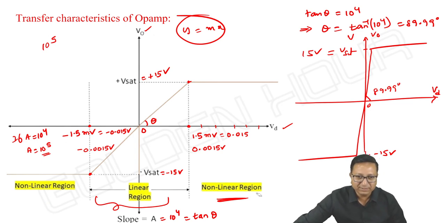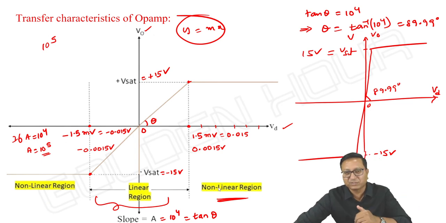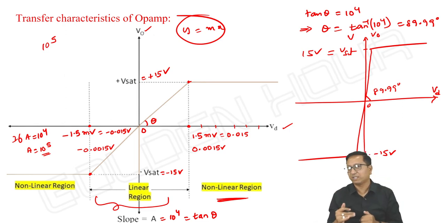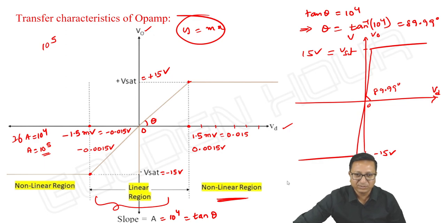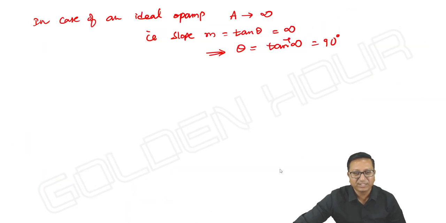So by applying some feedback, I can reduce the gain. With a negative feedback, we can reduce the gain. We apply negative feedback and reduce the gain, and we can increase the linear region of op amp. Okay, how it is so, those things we will discuss in the next session.